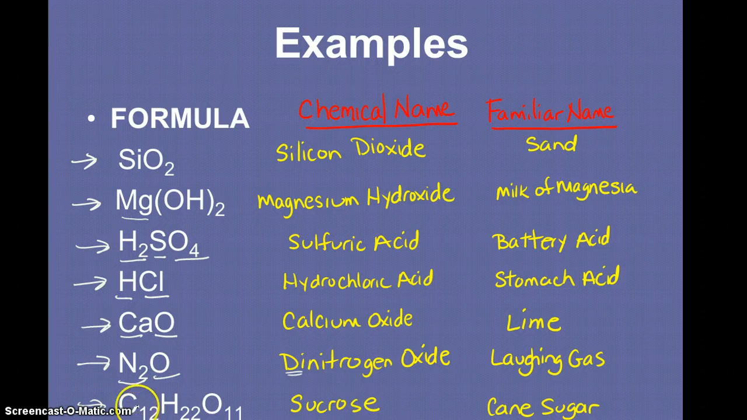On our sucrose here, how many carbons? 12. How many hydrogens? 22. How many oxygens? 11. So to give you an idea of formulas and how many atoms are in each of these, they require you to have that understanding. This seems to be the trickiest part with most kids, knowing that this 2 right here applies to everything just within that parentheses, okay?